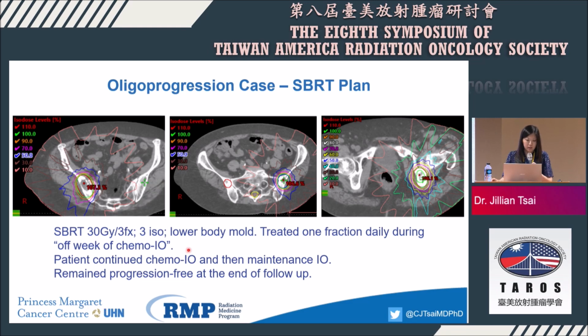After that, the patient continued to get chemoimmunotherapy, and then after a while, just the maintenance immunotherapy. The patient remained progression-free. The lung disease continued to be stable or responding. The bone disease that we treated didn't progress, and no new disease popped up. So this was one of the stable patients after being randomized to SBRT.